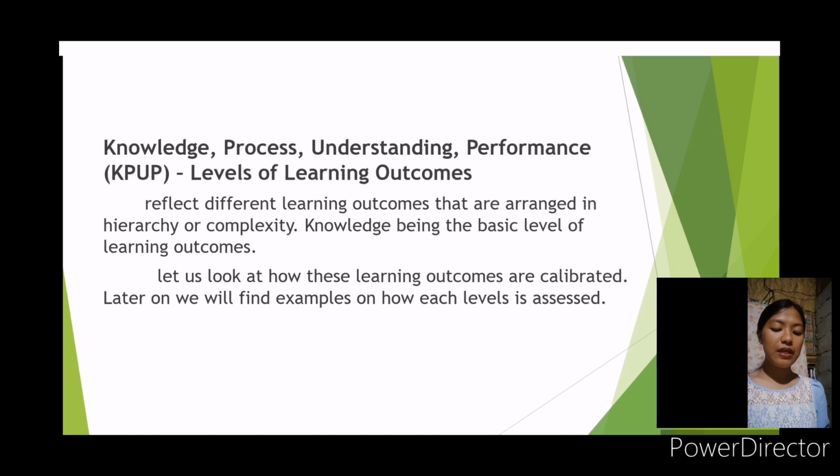Knowledge, process, understanding, performance, or the KPUP levels of learning outcomes. It reflects different learning outcomes that are arranged in the hierarchy of complexity. Knowledge being the basic level of learning outcome and performance being the advanced level of the learning outcome. Let us look at how these learning outcomes are calibrated. Later on, we will find examples on how each level is assessed.